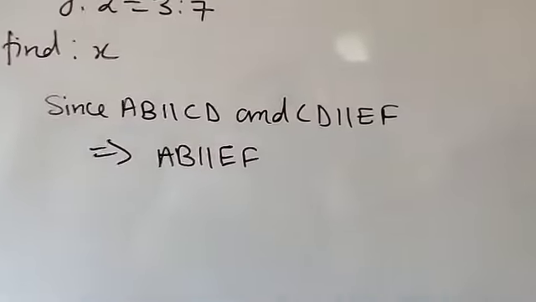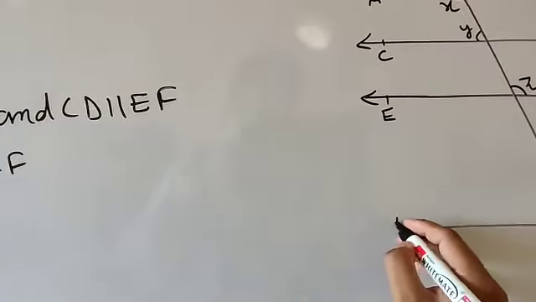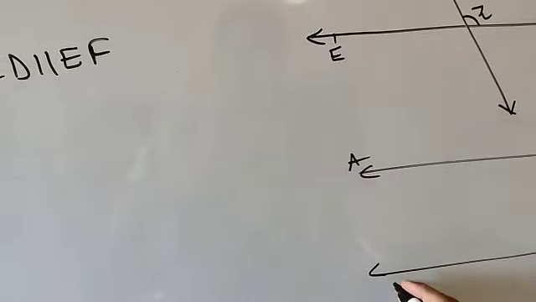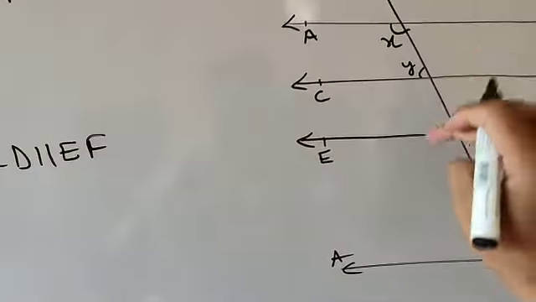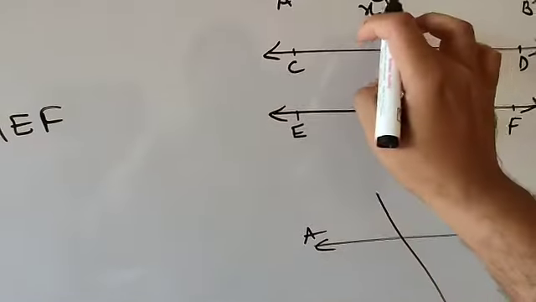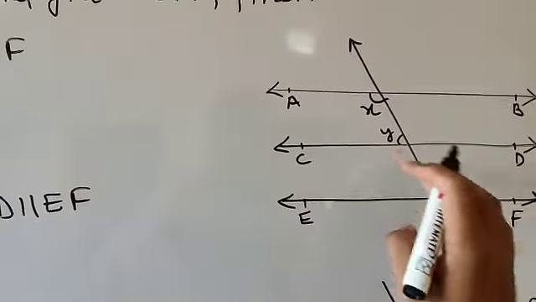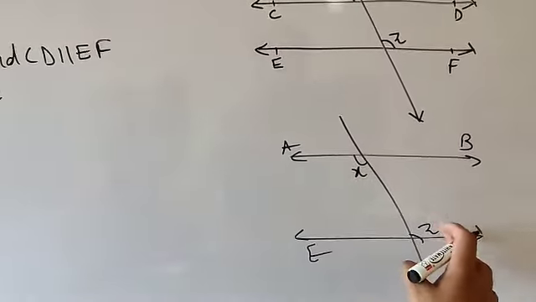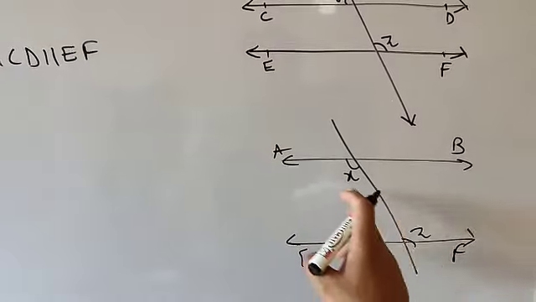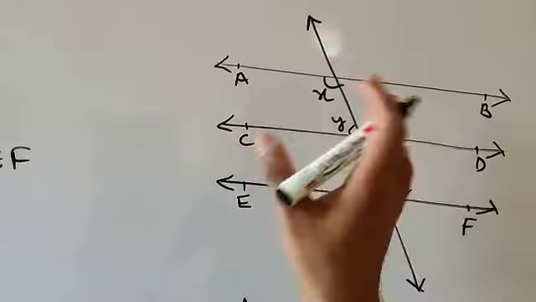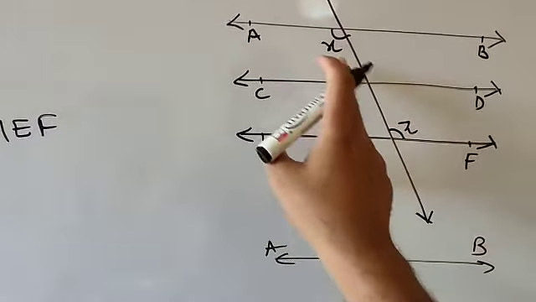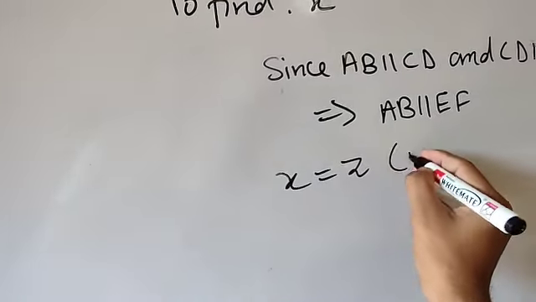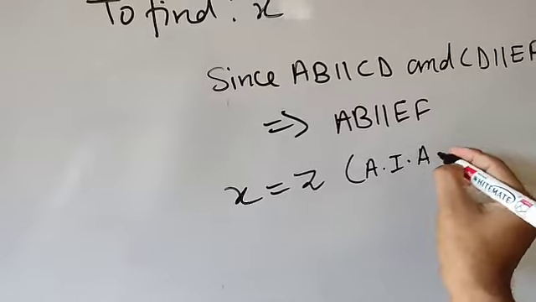Now here, students, I am going to draw those lines separately. Suppose here it is AB and here it is EF. I am going to draw these two lines. Here it is intersecting, so here it is the angle X and here it is Z. Students, what type of angles are these two? These are alternate interior angles. X and Z are alternate interior angles. So here you can write X equals Z, alternate interior angles.